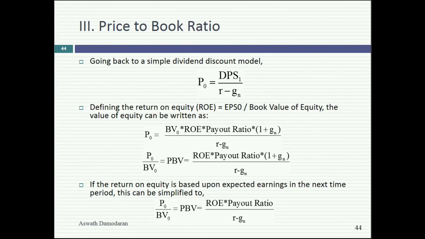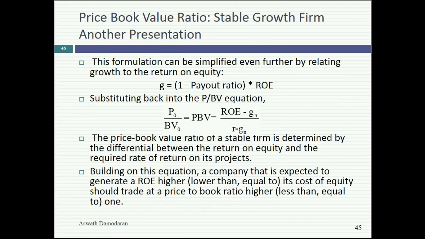In fact, if you do a little algebra, you're going to make it even simpler. But the price-to-book ratio for a company is a function of the return on equity, the payout ratio, the cost of equity, and the growth rate. I'm going to do a little algebra here, because remember when we talked about sustainable growth or fundamental growth, we said growth is equal to retention ratio times return on equity. We wrote that as a growth rate. If I plug that in, I actually end up with a price-to-book ratio for a mature company as a function of two spreads. In the numerator, you have the spread between the return on equity and the growth rate. In the denominator, you have the spread between the cost of equity and the growth rate.